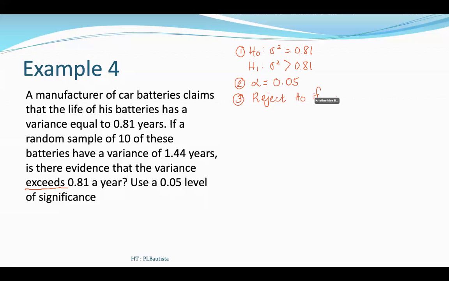And for step 3, we identify the rejection criteria. So we are using a chi-square test, and we should be using an upper-tailed chi-square test. So we reject the null hypothesis if the test statistic chi-square is greater than chi-squared alpha. So for this example, alpha is equal to 0.05. And the degrees of freedom is 10 minus 1 or 9. So if we look this up in the chi-square table, you will find that this value is equal to 16.919.